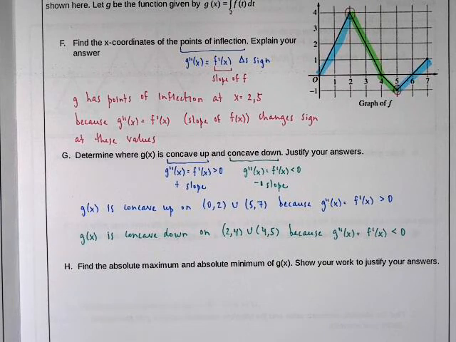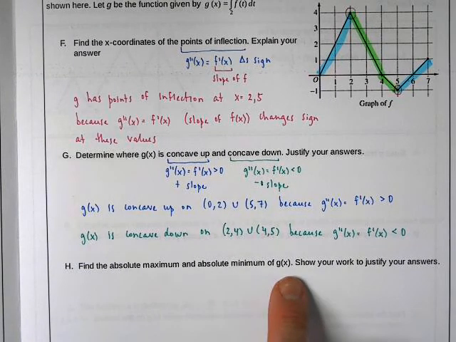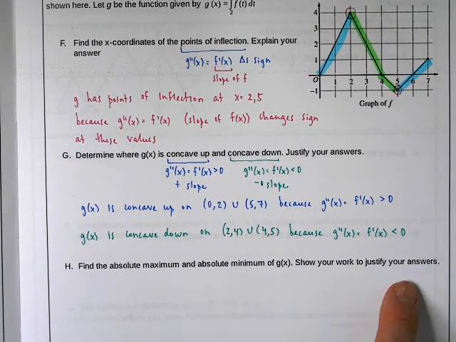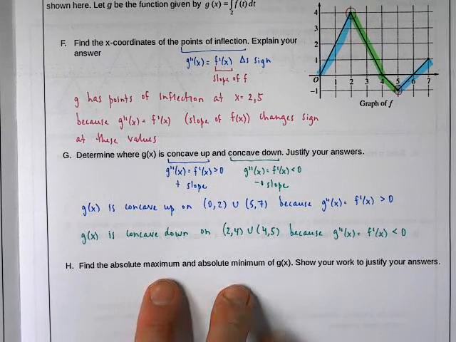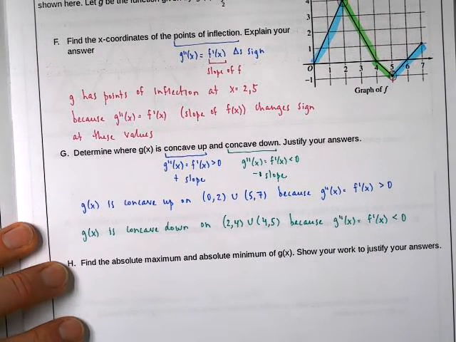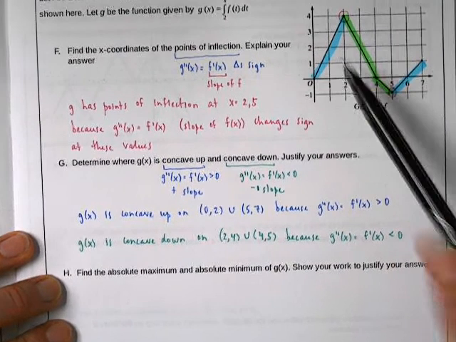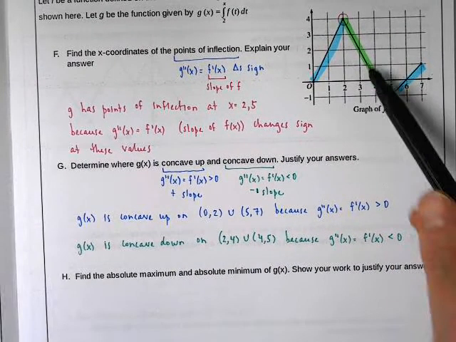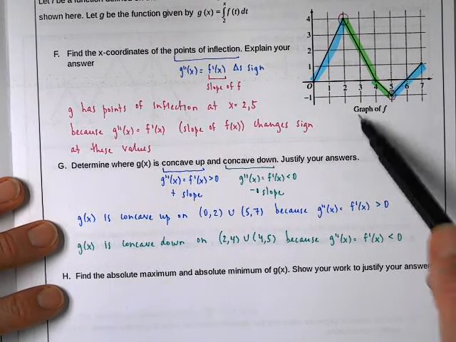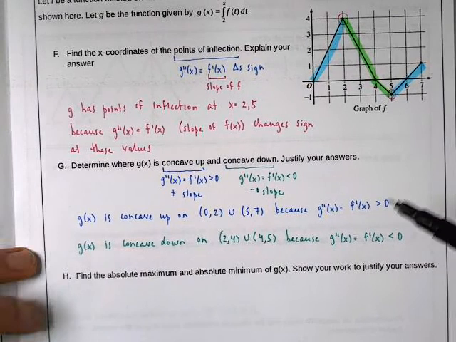All right, almost done. The last thing asks us to find the absolute maximum and the absolute minimum of g of x, and we're going to show our work. So here again, since I have absolute maxes and mins, here's where we need to make a table with our critical points and our endpoints. When I'm thinking critical points, I'm only going to consider points where my graph changes sign, because I can only have an extreme value if my graph actually changes sign.